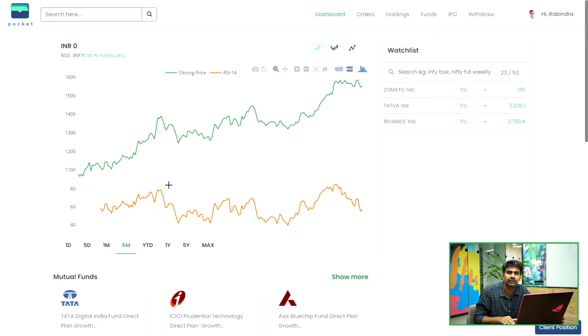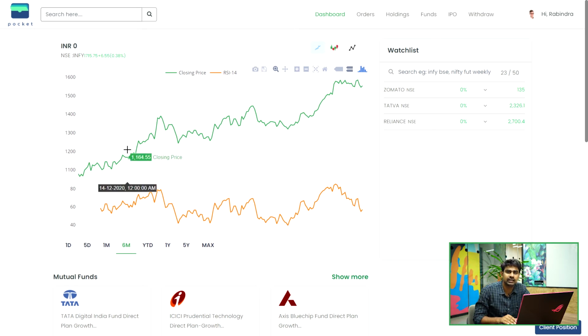0 to 30, it is the zone of oversold, and this is where the price is expected to go up. 30 to 70 is the neutral area, this is where the price is expected to continue with the trend. 70 to 100 is the overbought area, and this is where the price is expected to make a downward move. RSI over 50 indicates that the price is generally increasing, and RSI below 50 indicates that the price is falling.